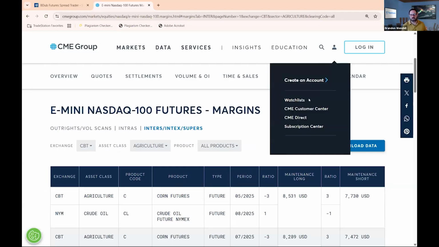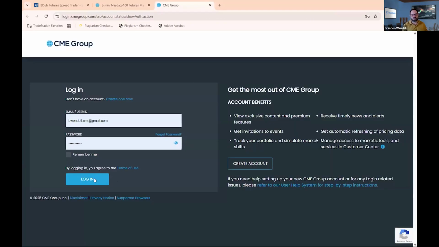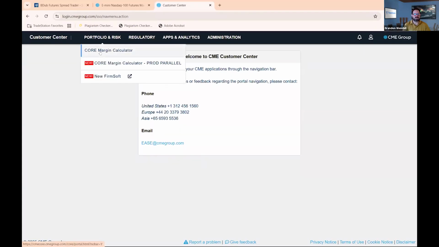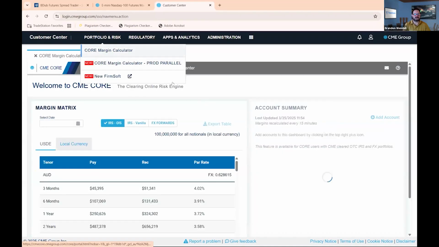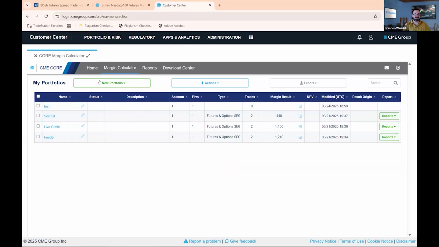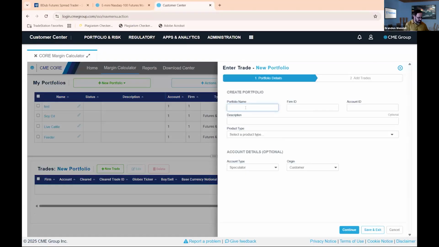And again, I'll get into it in more detail later, but if you go to the customer center, they've replaced it, you have to create an ID and log in. It's free to create the ID though. CME customer center, and margin calculator. And here, again, I'll go into more detail with this in the future, but let's say I want to do what we're looking at here.